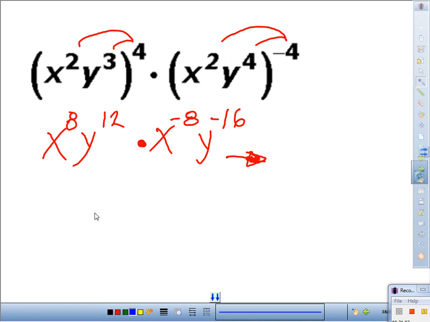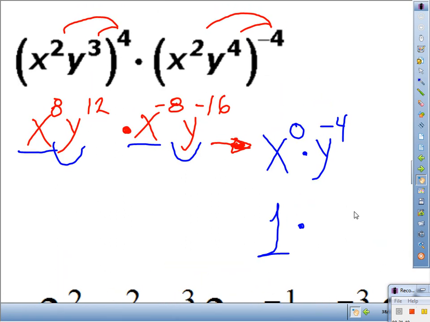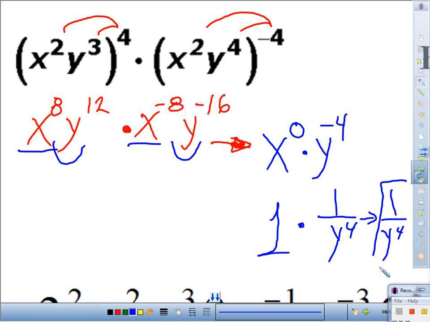Ramon, what do you do from there? You combine. You multiply like bases. So this is x. What happens to the exponents? We add them, and we have a 0. X to the 0 becomes a 1. That is correct. Times y to the negative 4th. Can we leave it as a negative? No. So therefore, 1 times that is 1 over y to the 4.